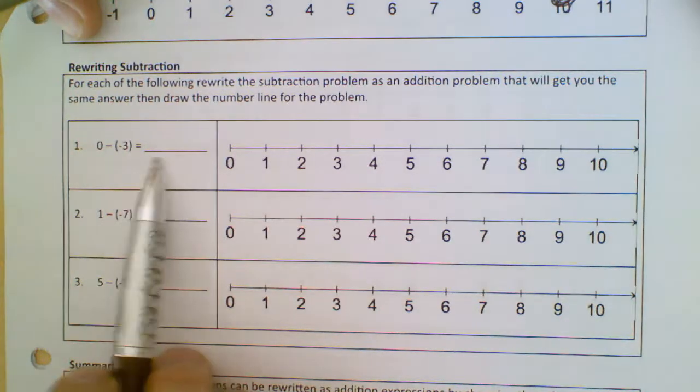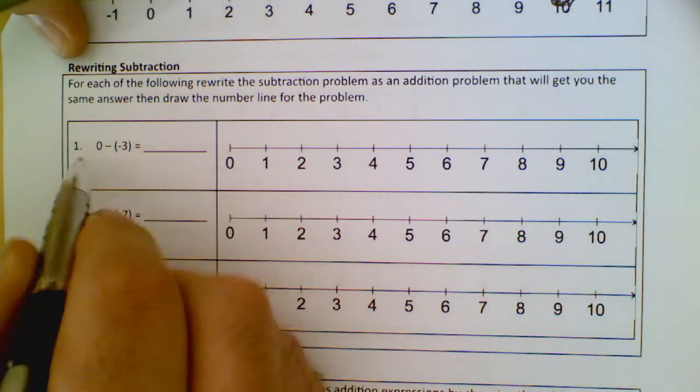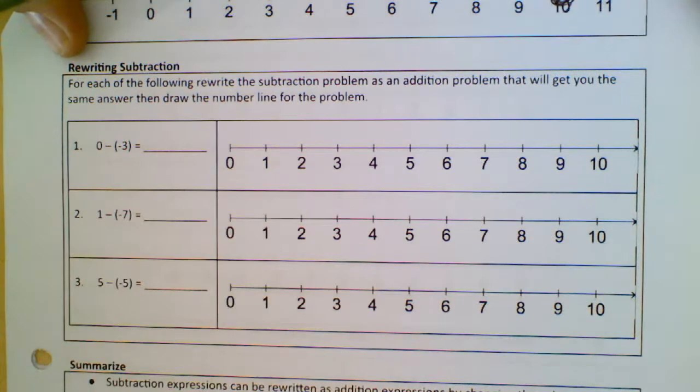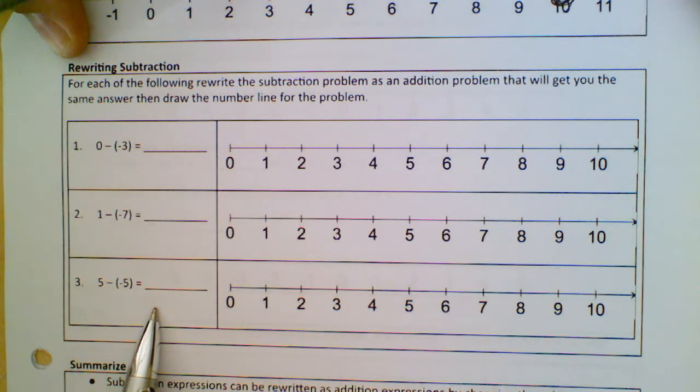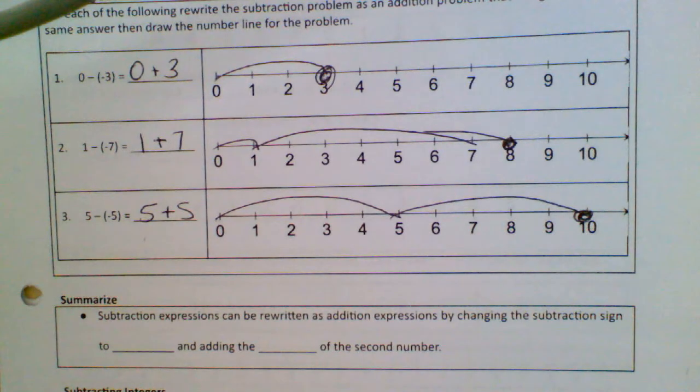So now we're going to practice rewriting the subtraction problem as addition problems. So 0 minus negative 3, you're going to rewrite that as an addition problem. You're going to hit the pause button, fill in these number lines, and then correct your work. So hit the pause button now. So here you go. You can check your answers.